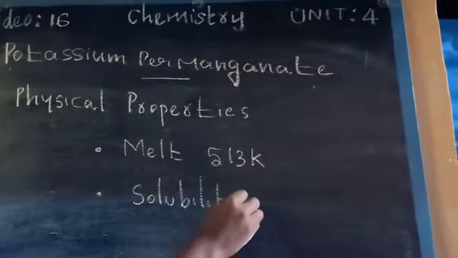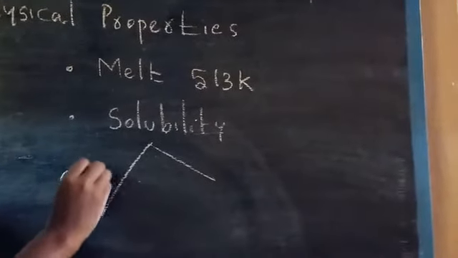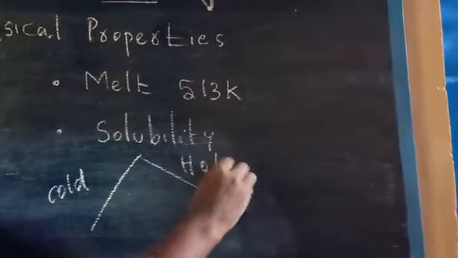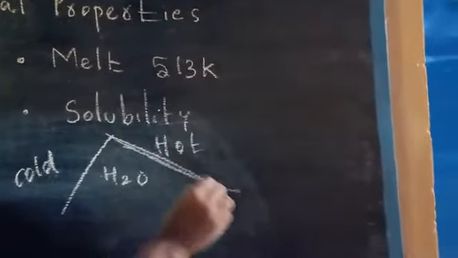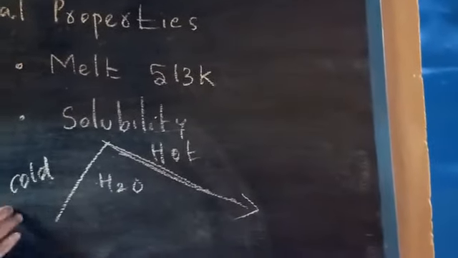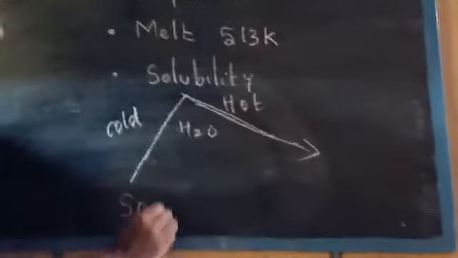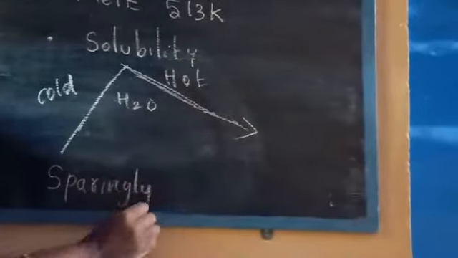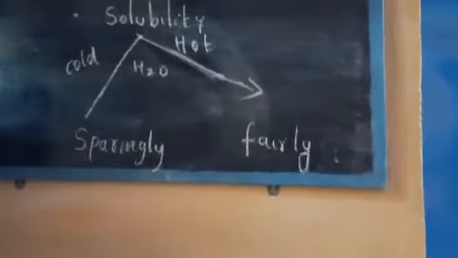Solubility means in water, under two conditions: cold water and hot water. In hot water it is immediately and completely soluble. But in cold water, a lesser amount dissolves, so it is sparingly soluble. So the condition is hot and cold. This is the physical properties.